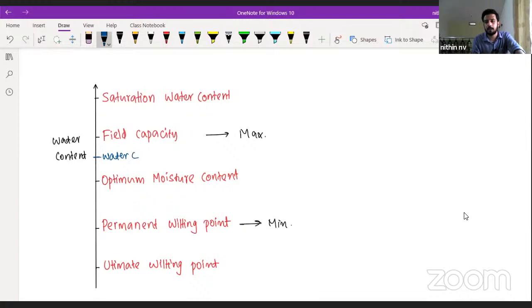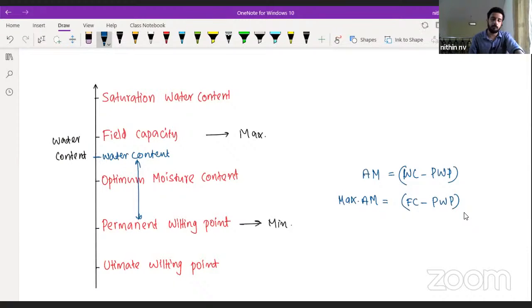Okay, this is the water content at a particular time. Then if they are asking what is the available moisture, it is nothing but this water content minus permanent wilting point. Okay, available moisture content is nothing but whatever be the water content minus permanent wilting point. Understood? So if they are asking what is the maximum available moisture, which is nothing but water content reaching our maximum limit, it is field capacity minus permanent wilting point. This is the maximum available moisture.